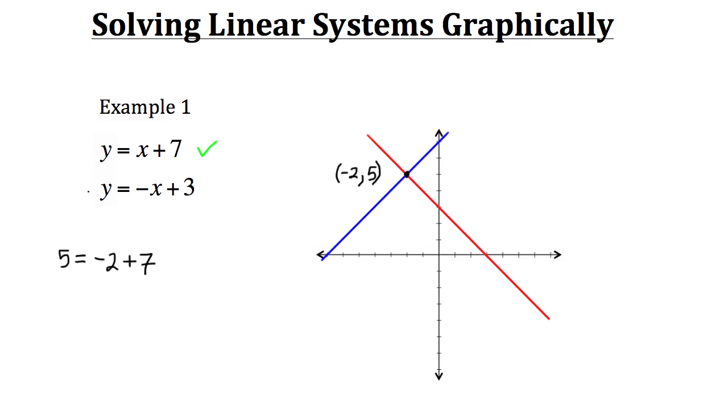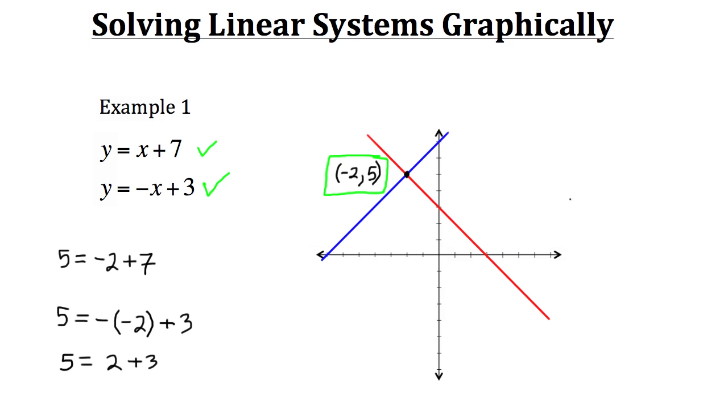Now let's do the same thing to check the second equation. Again, we have y, which is 5, equals our negative x value. Well, our x value is negative 2, and then plus 3. Well, a negative negative 2 is a double negative, so that changes to be a positive 2. And then plus 3. Well, 2 plus 3 does equal the y value of 5. So that means that our second equation checks out with our solution as well. So for this system, we know for sure that the point negative 2, 5 is the solution.